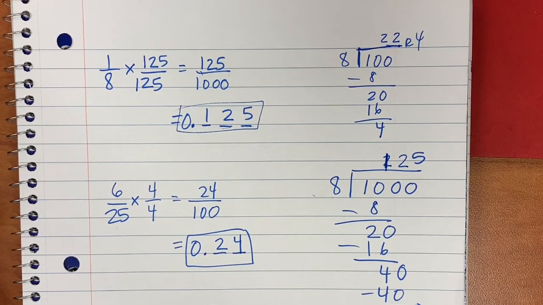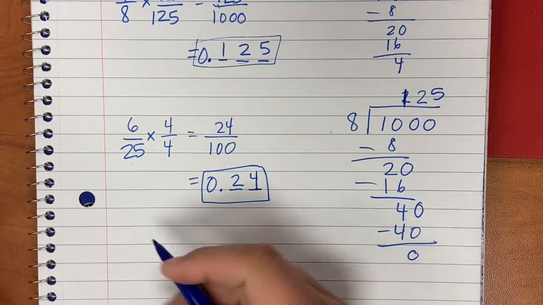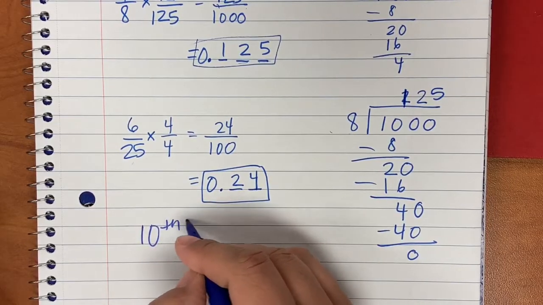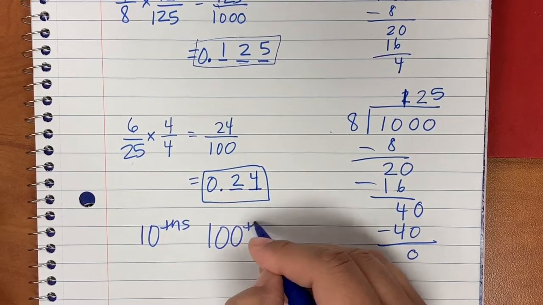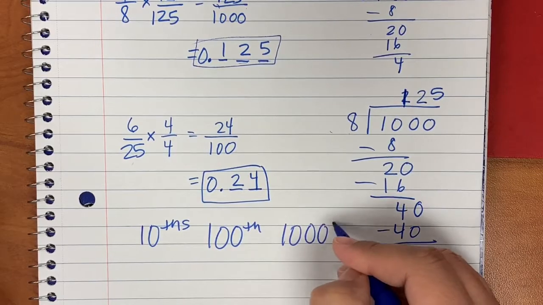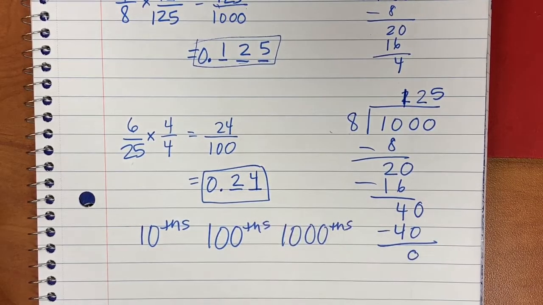That's pretty much the whole lesson. Some of the numbers get a little bit bigger, but the whole goal, again, is to look for tenths, hundredths, thousandths, and so on, in order to convert to a decimal.